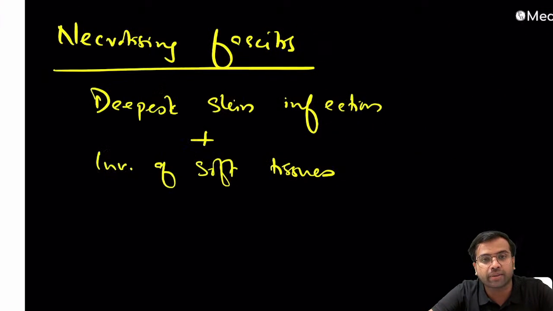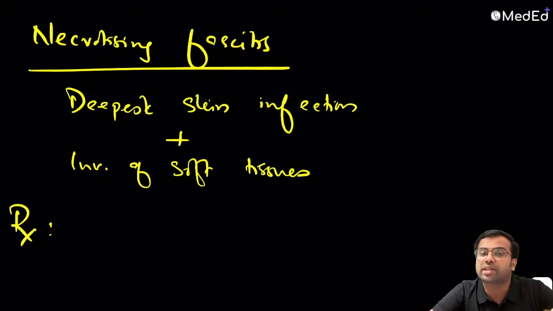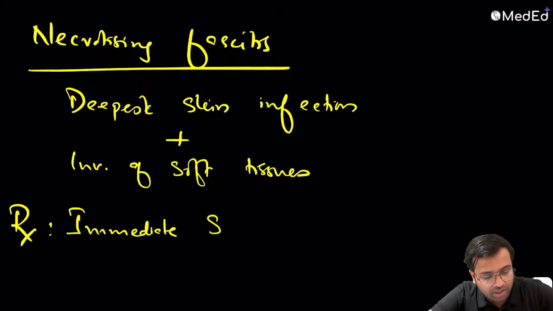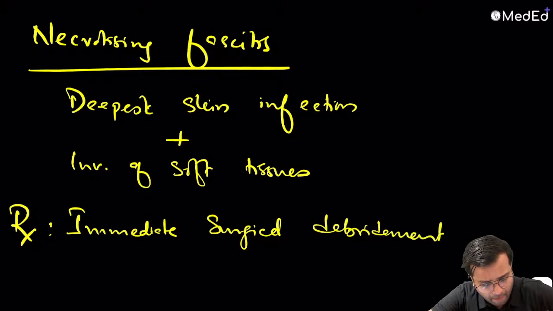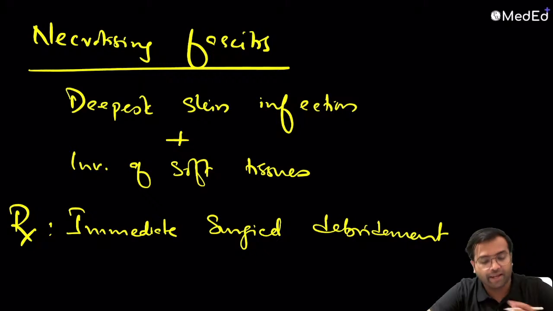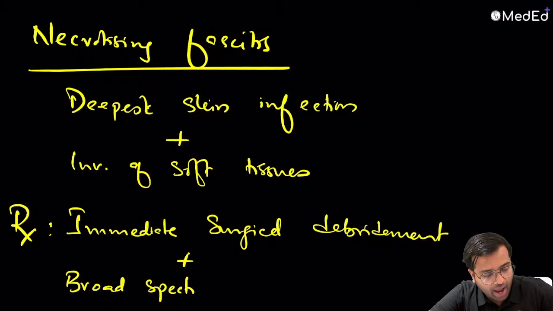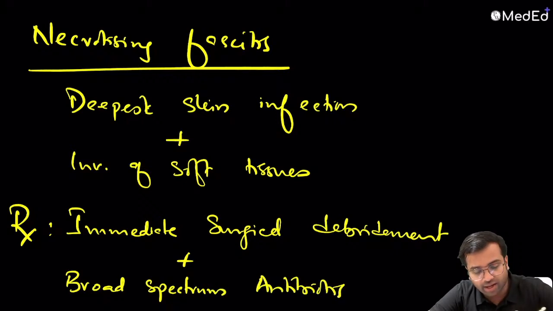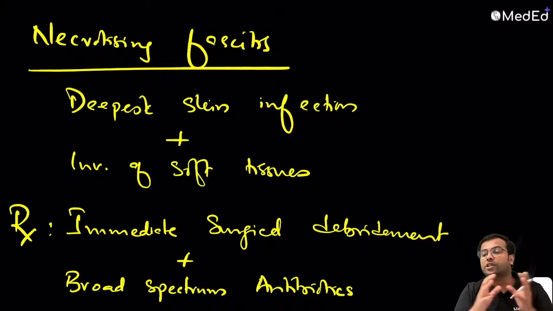And what is the treatment here? The treatment here, we have to send the patient to the surgery department. For what? For immediate surgical debridement. We have to send the patient for an immediate surgical debridement, and along with that we will have to go for broad spectrum antibiotics. So unlike how we usually write it as antibiotics, here I'm using the word broad spectrum antibiotics.